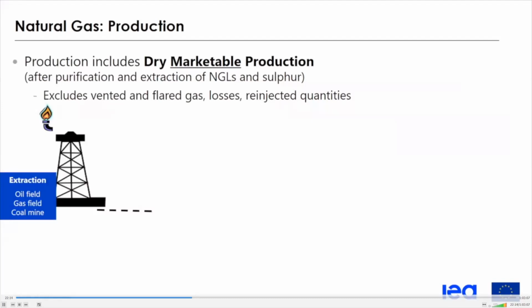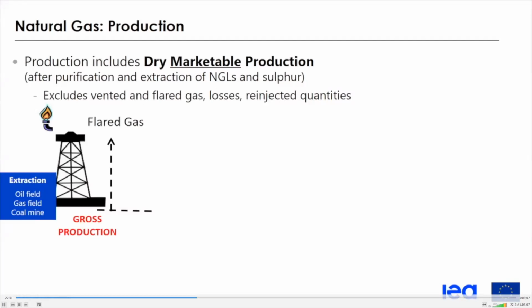Although keeping track of the re-injected quantities is not mandatory, we encourage countries to keep track of those values, and especially of the flared gas, which is important for the CO2 accountability of a country. They represent a large part of CO2 emissions in the atmosphere. So we have here an extraction point. It can be an oil field, a gas field, a coal mine, and from it we have the gross production.